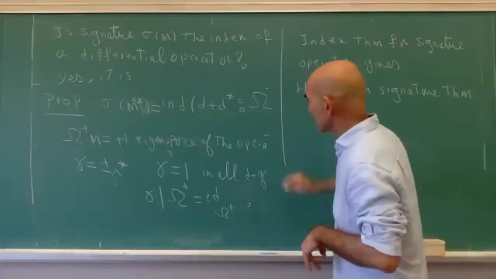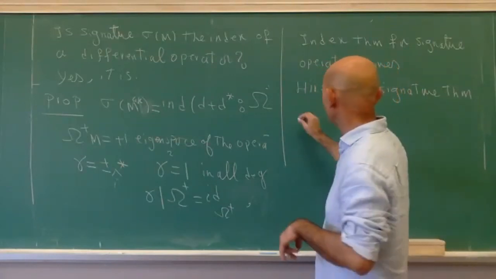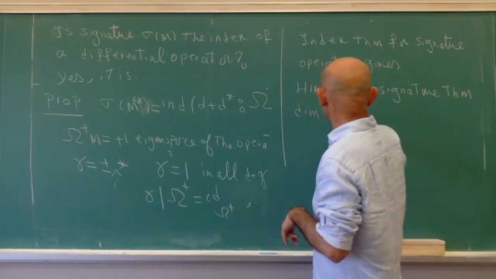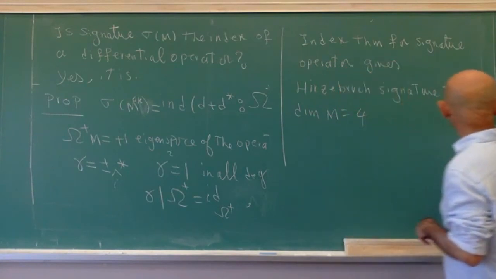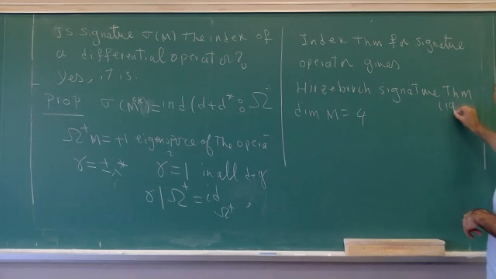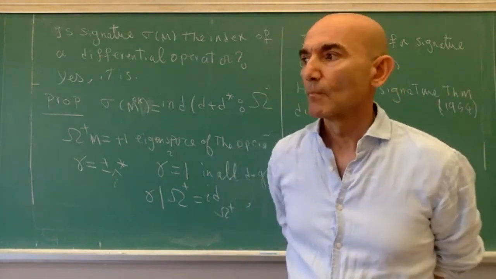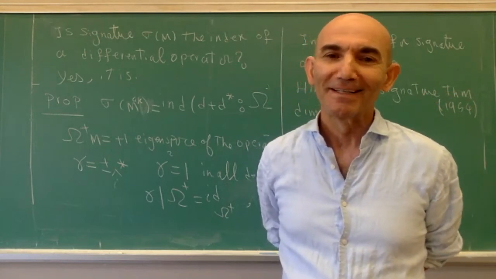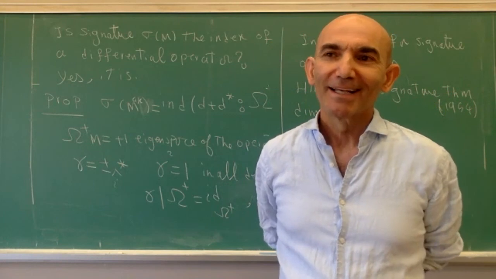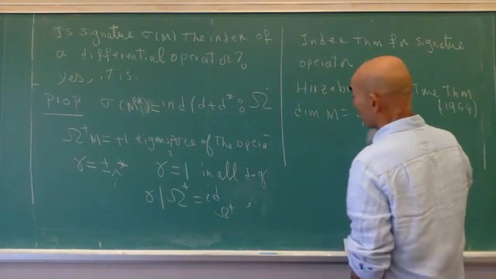So what is this result? This result, let me start from dimension 4. Then Hirzebruch's theorem. So this was done by Hirzebruch, by the way, in 1954. You notice that Thom's result that I mentioned was also done in 1954. This is not accidental. Hirzebruch used Thom's result in order to prove the signature theorem before the index theorem.